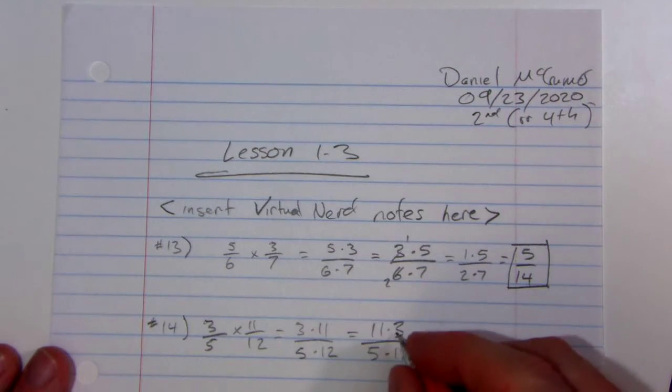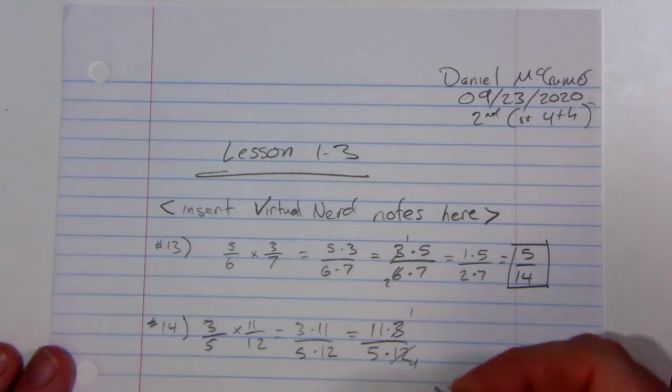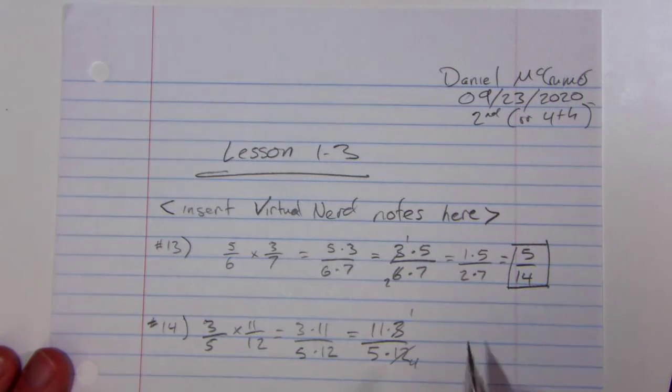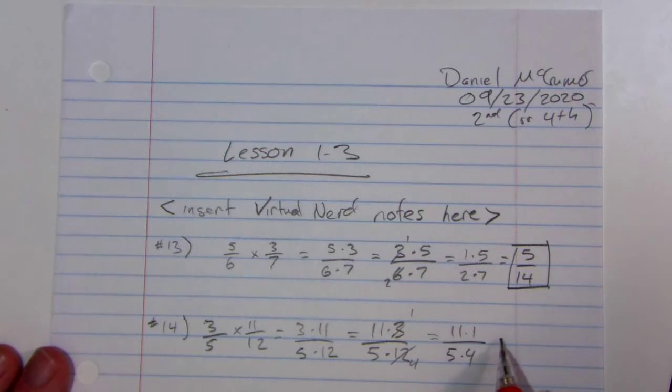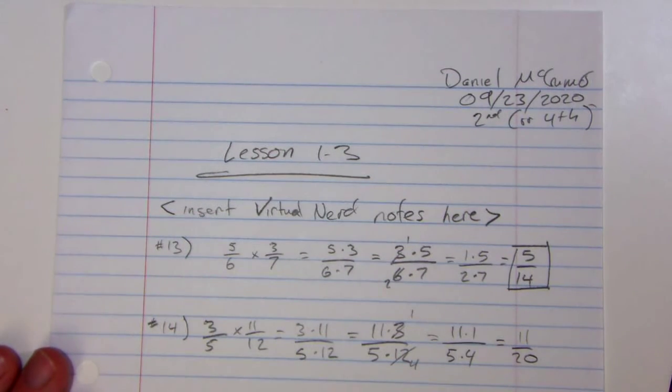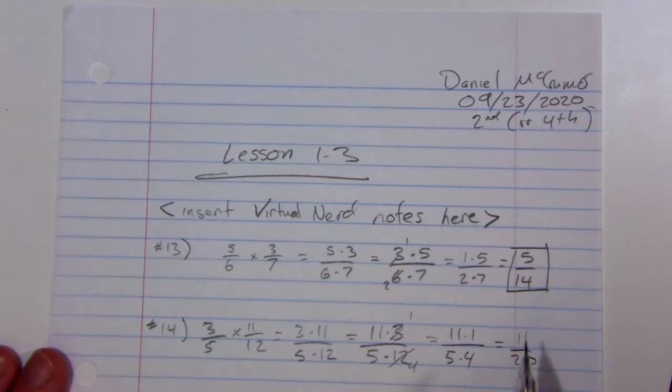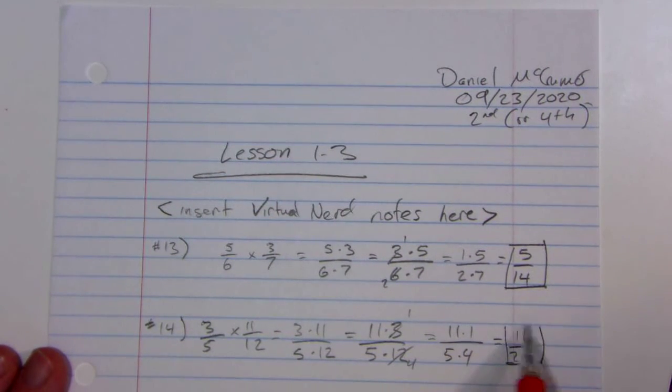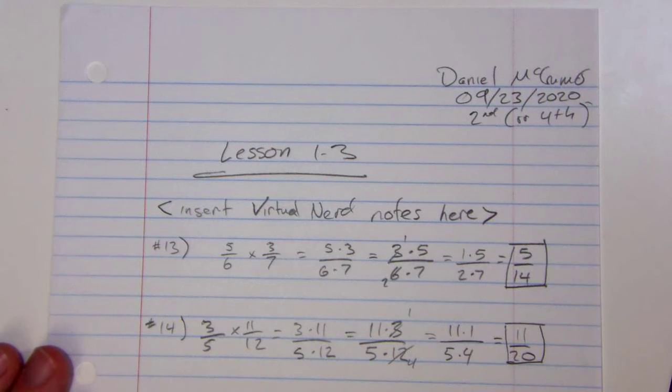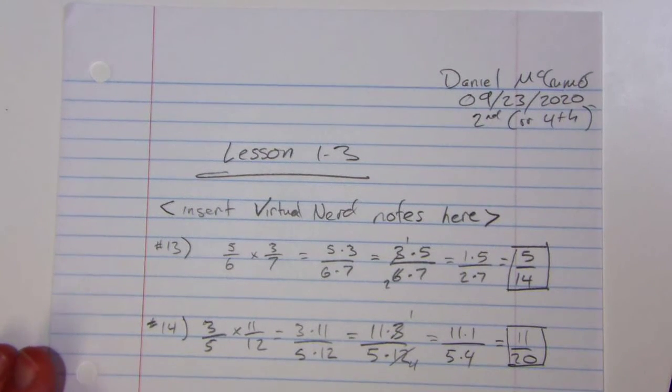3/12 is the same as 1/4, right? And now we're left with 11 times 1 in the numerator and 5 times 4 in the denominator. 11 times 1 is 11, and 5 times 4 is 20. Notice our product is in its simplest form, and we're done. I know, right? This is good stuff, isn't it?